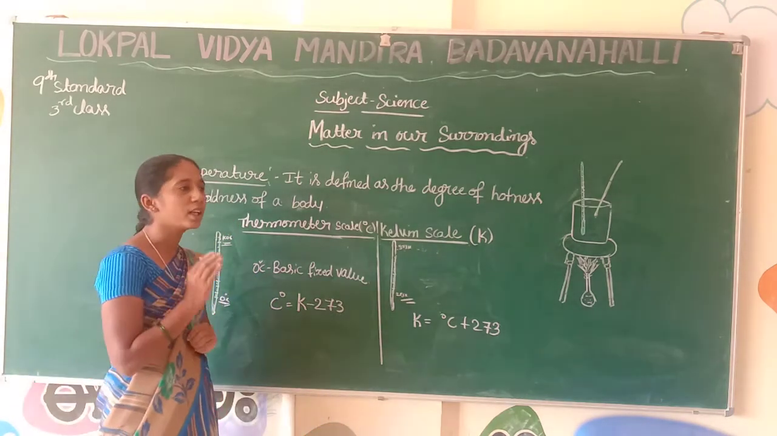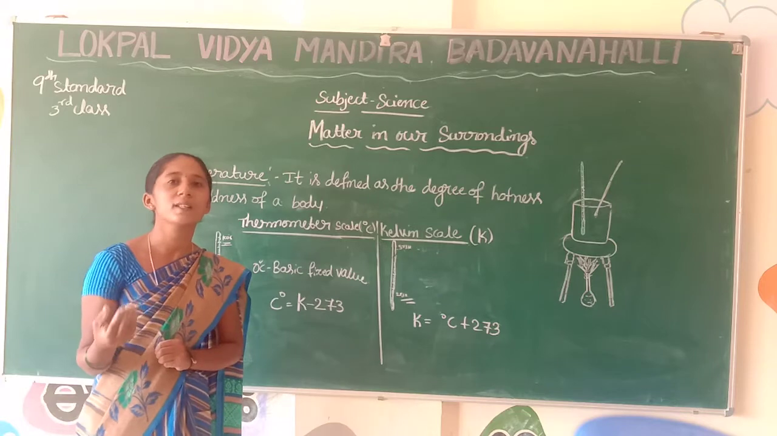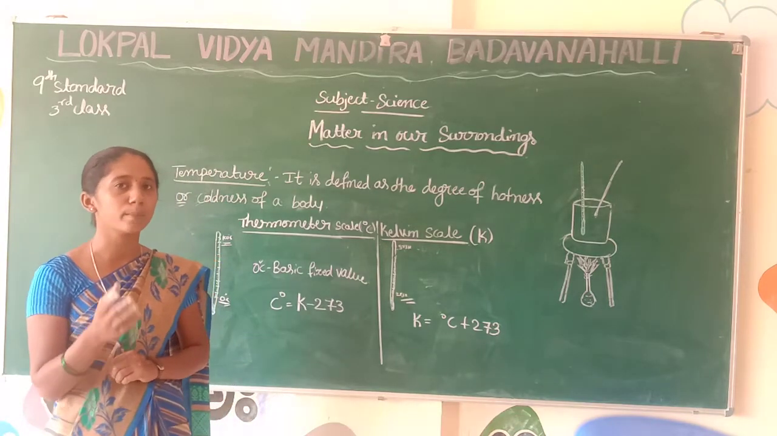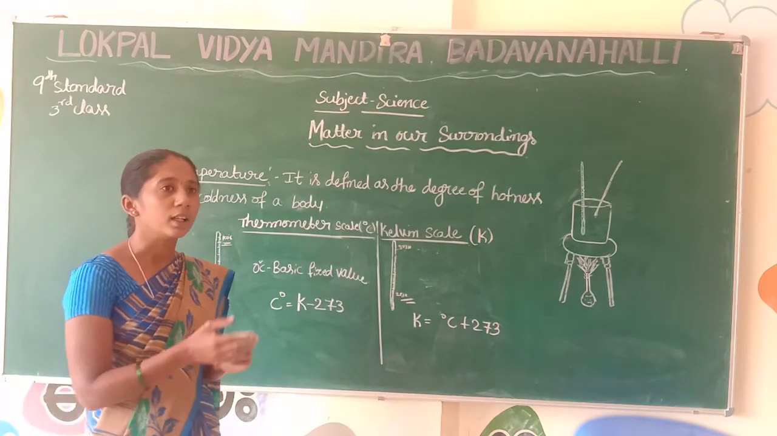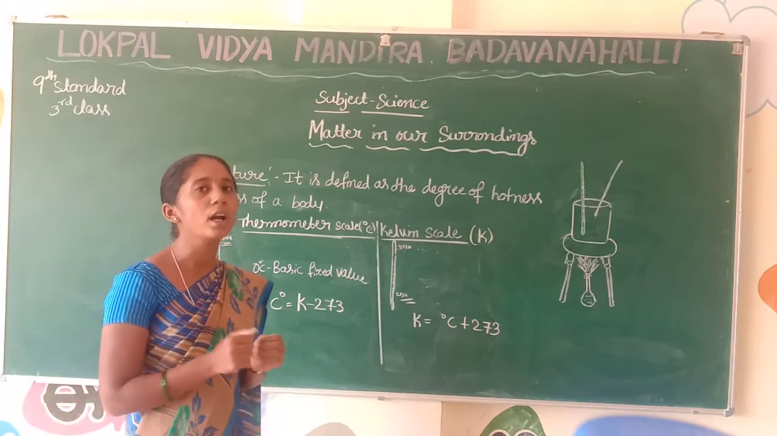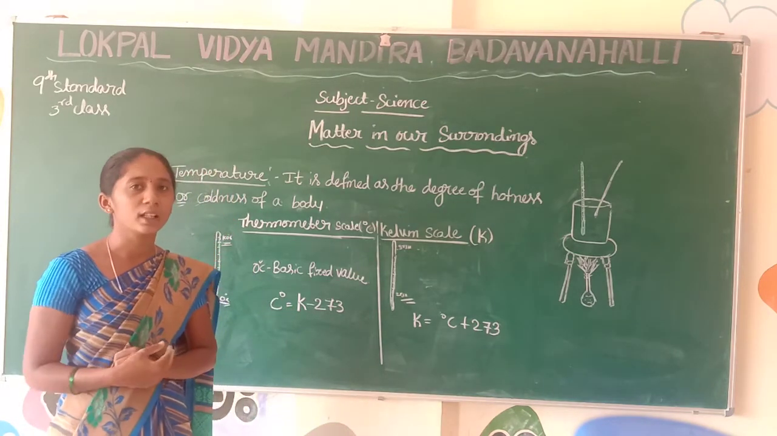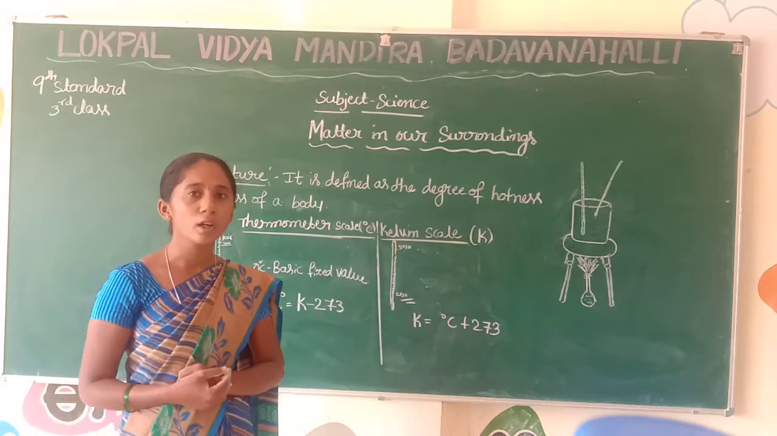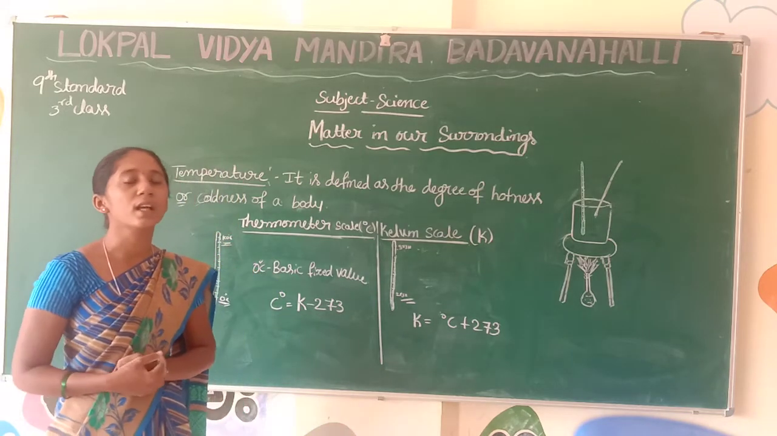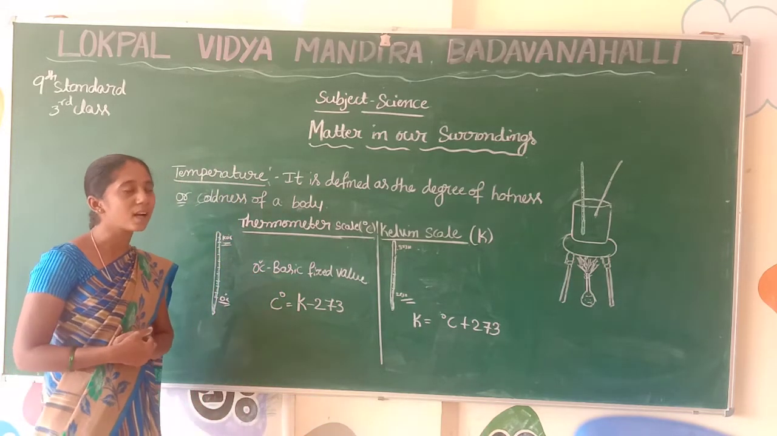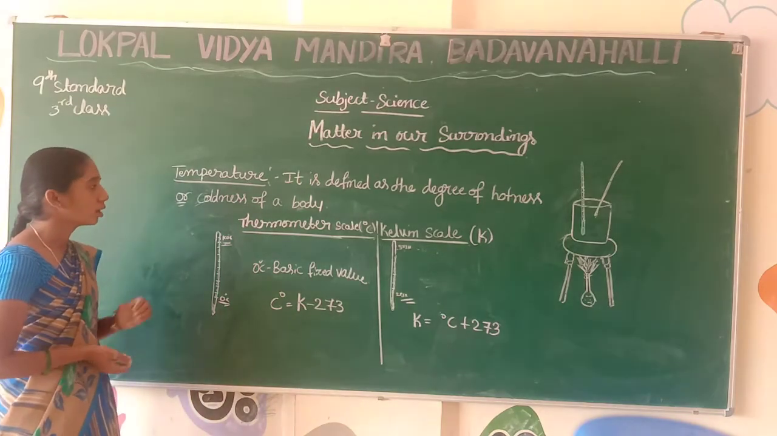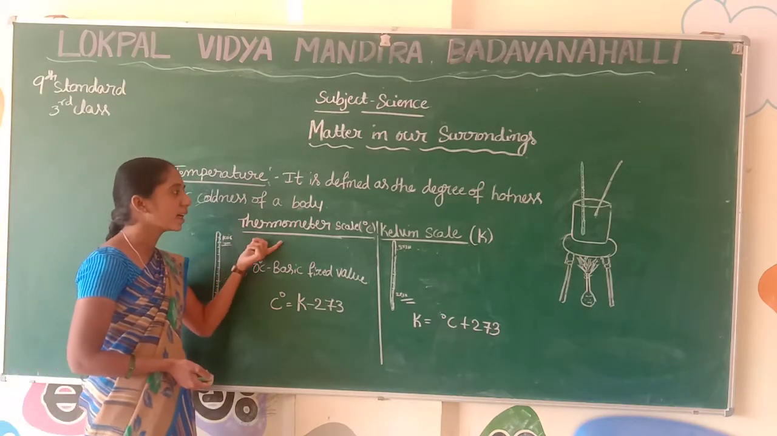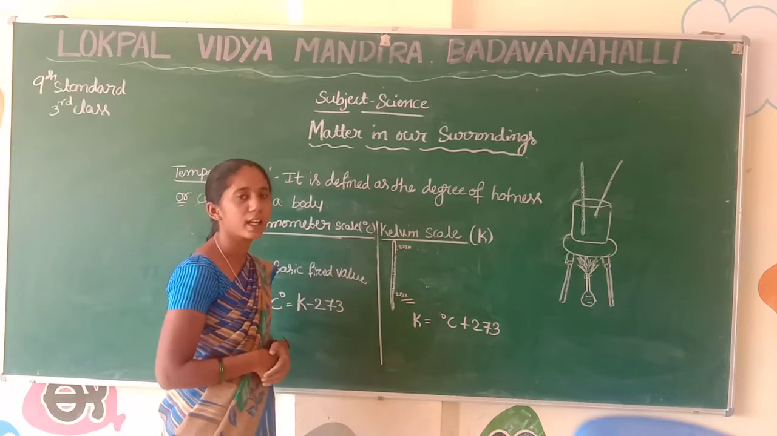When we touch any substance, after sensing that body, we can say that the substance is hot or cold. How can we say that the body is hot or cold? We can, using the instrument that is called the thermometer scale and also the Kelvin scale.